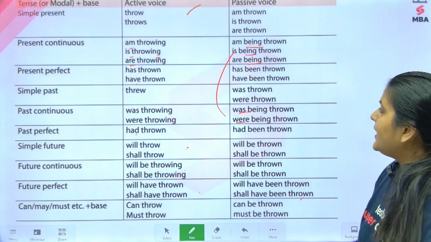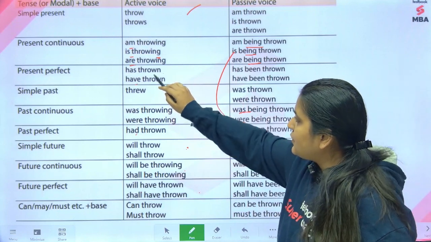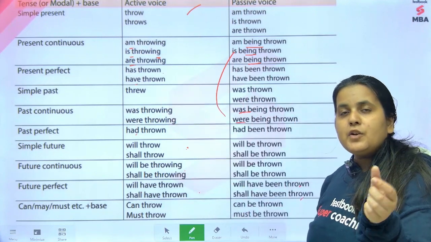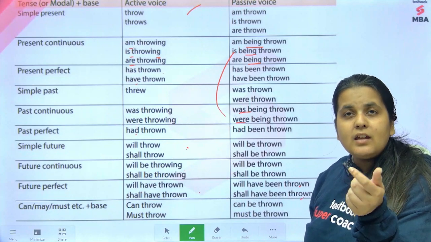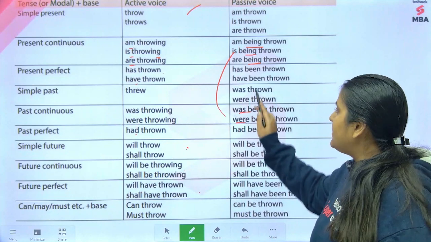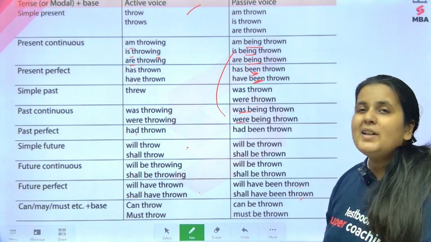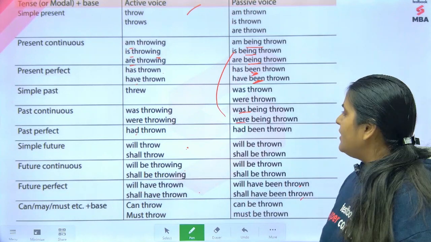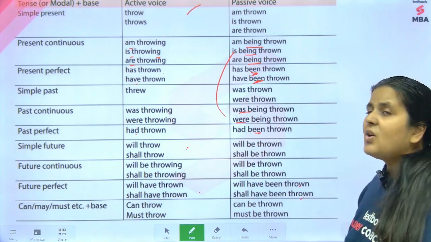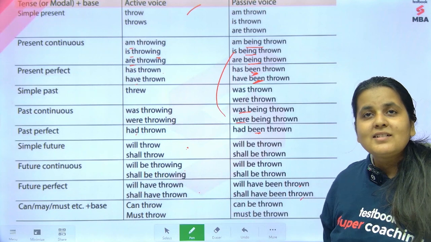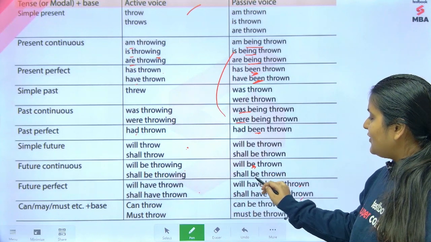Okay, and the perfect form was has thrown, have thrown. In the continuous form, we added being. In the perfect form, you will just add been. So has been thrown, have been thrown. Simple सी चीज है. यहाँ पे हो जाएगा had been thrown. बस और क्या करना है? हो गया solve. यहाँ पे भी आ जाएगा will be thrown, shall be thrown.